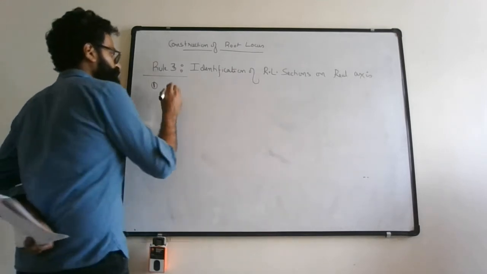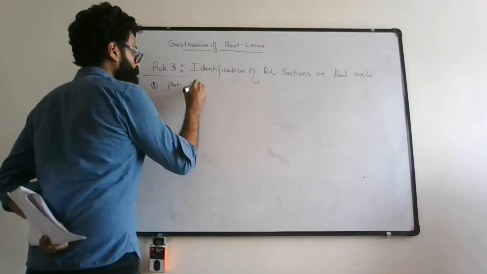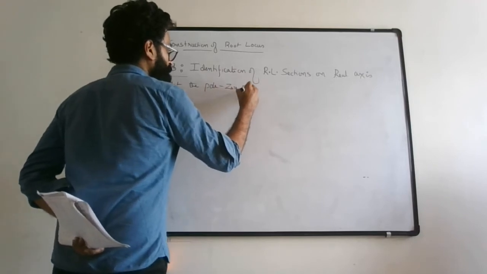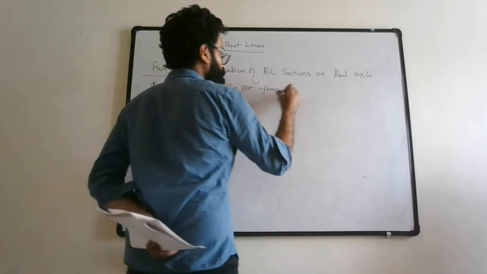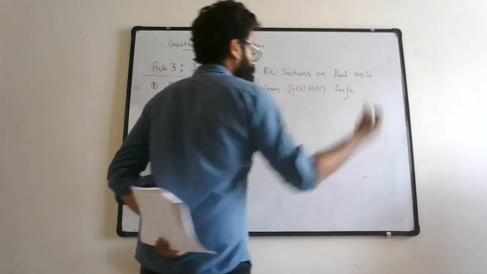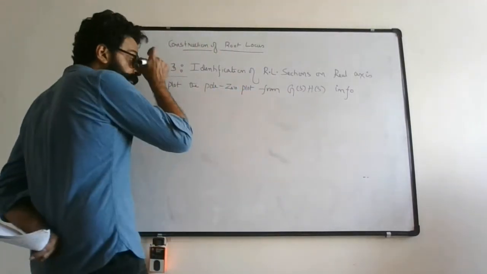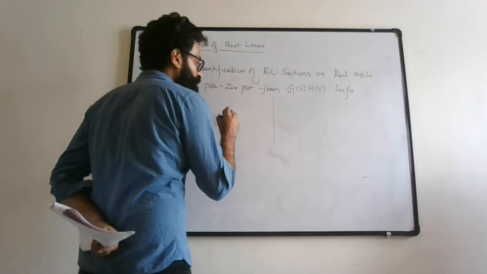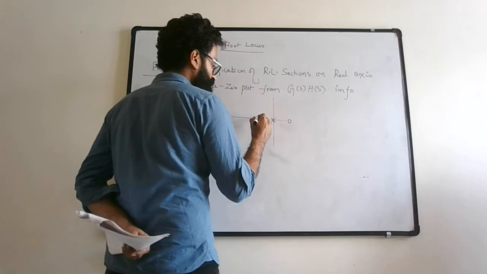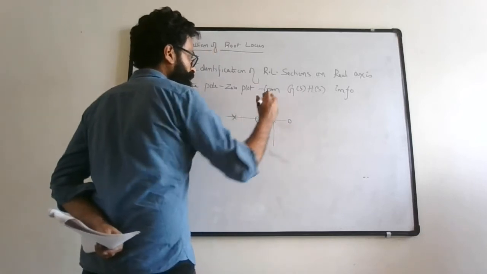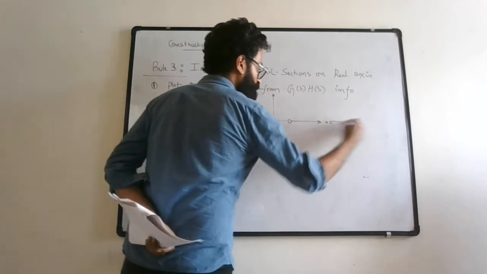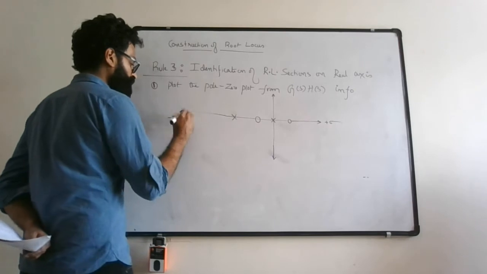First step is to plot the pole-zero plot from G(s) H(s) information. Let's say, for example, we get the following plot. I have a zero here, a pole at the origin, another zero here, and one more pole here. This is positive sigma, and this is your negative sigma.